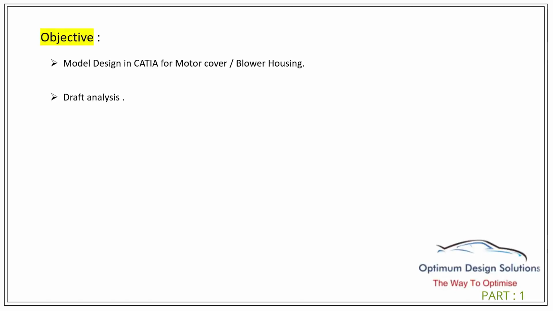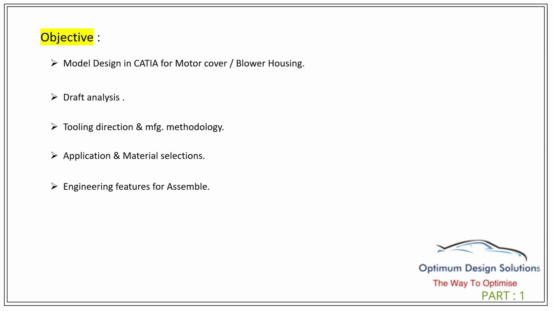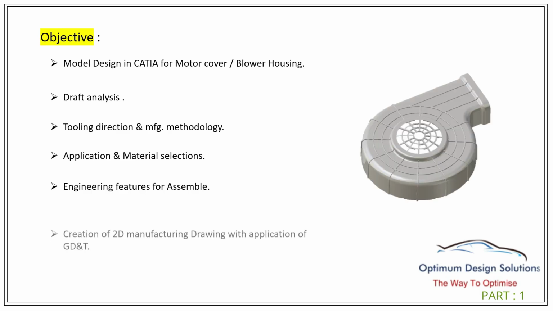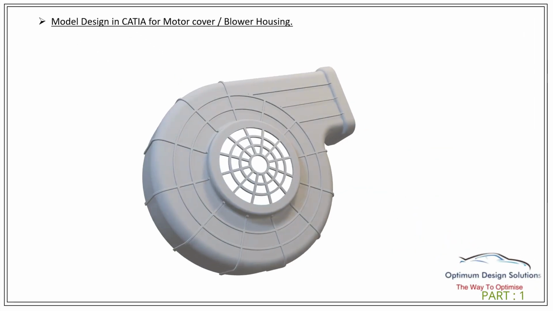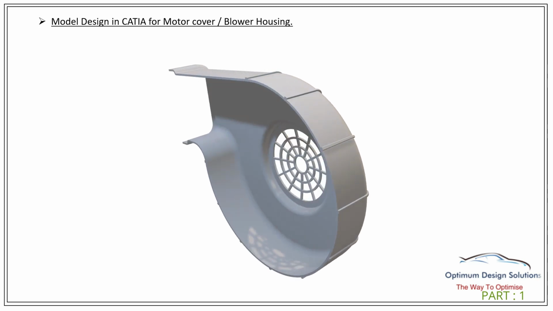Then we are going for the draft analysis, then tooling direction and manufacturing methodology, then application of a material. It means where the blower cover is used, that is the application, and what are the materials used for manufacturing. Then engineering features to be added for assembly purpose, and then creation of a 2D manufacturing drawing with respect to the application of GD&T. What are the GD&Ts required to manufacture such kind of a product? So this is our today's task, to design such kind of a cover.